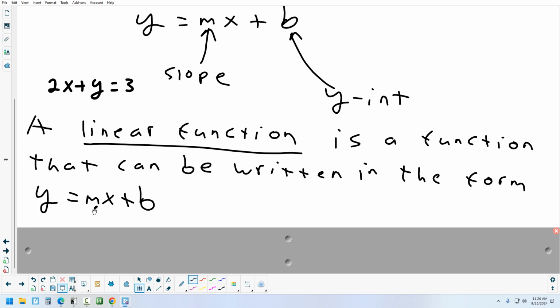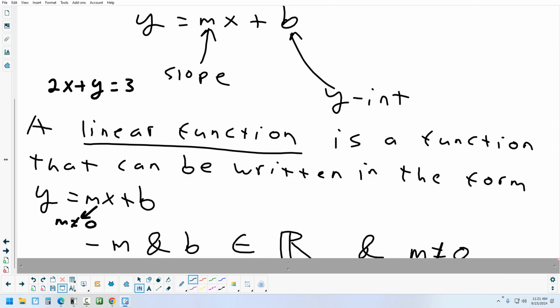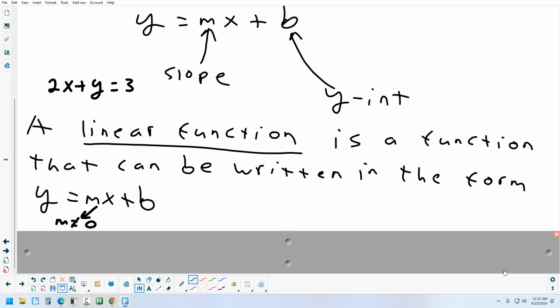So it is important here, m cannot be 0. Okay? Because if m is 0, that would wipe out the x, and all you'd be left with is the b. So according to our book, yeah, no problem. You've got to have a slope there that's not 0. Any questions on what a linear function looks like? Just the equation.